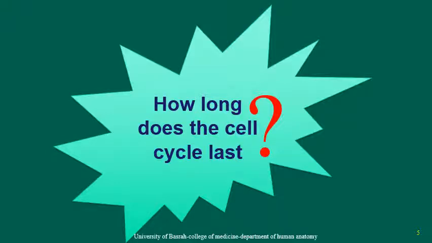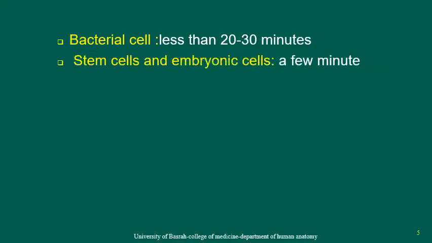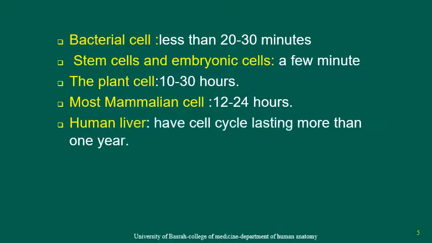For example, a bacterial cell cycle lasts about 20 to 30 minutes. Stem cells and embryonic cells take about a few minutes. The plant cell cycle lasts about 10 to 30 hours. Most mammalian cells take about 12 to 24 hours. The human liver has a cell cycle lasting more than 1 year.